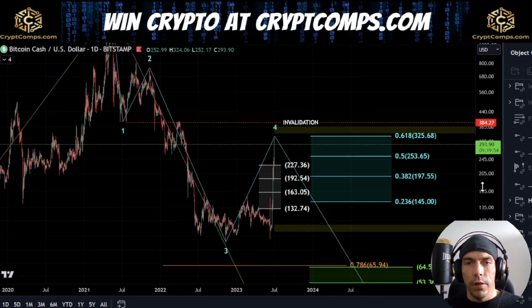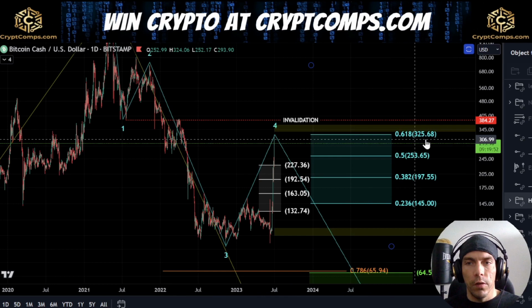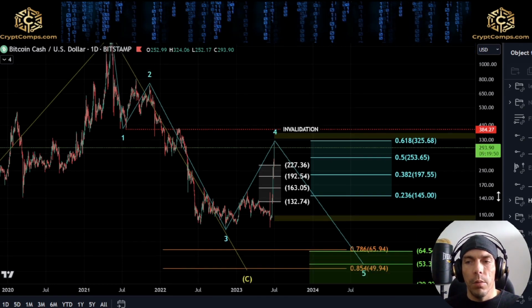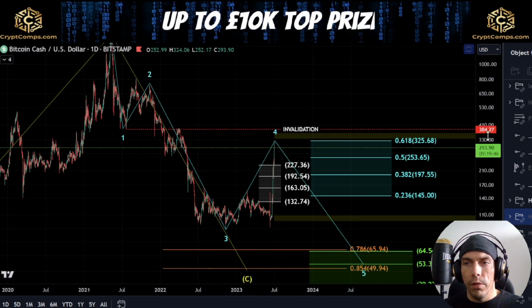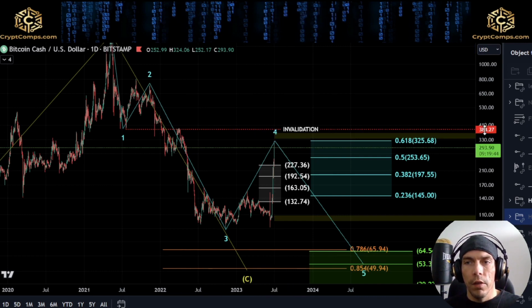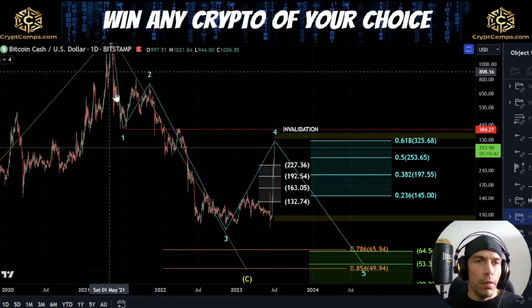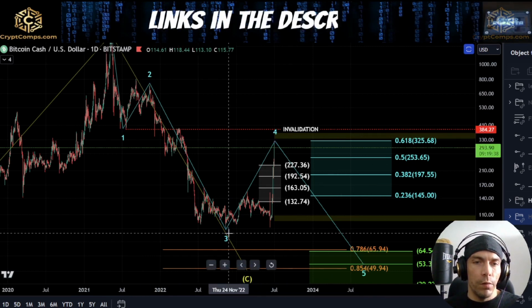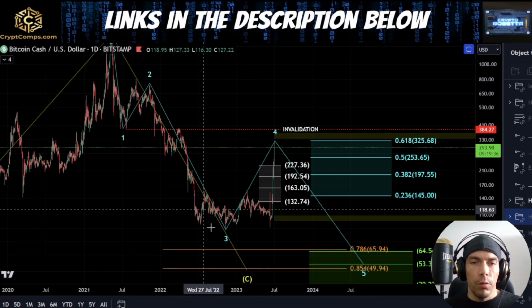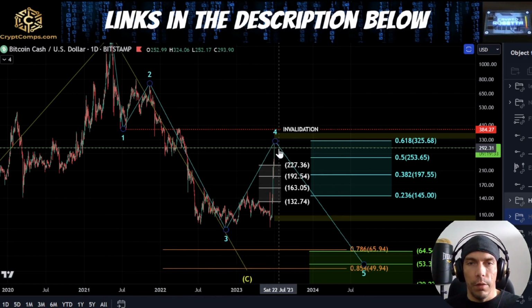Now, we are still within the realms here. The reason I don't like this count so much anymore is we've actually come up to this 0.618 already, which is not a very common target area for fourth wave, though invalidation would only really be by coming back above this 384 region. So this is the least likely of the options in my opinion, just based off of the fact that this wave 3 didn't quite hit that 1618 and this wave 4 is so deep.